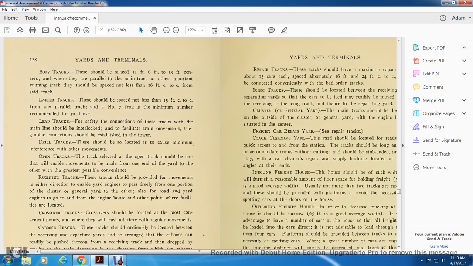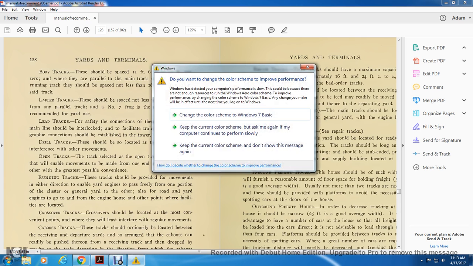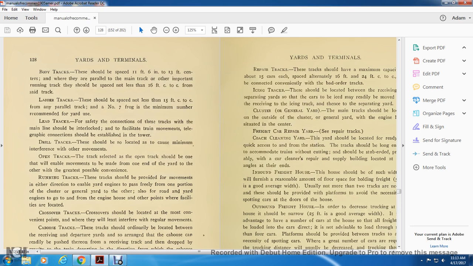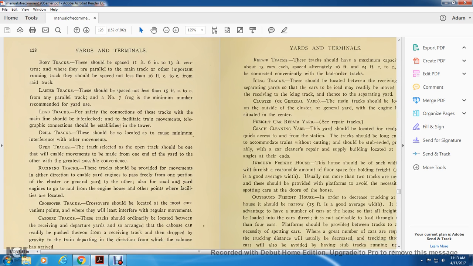Lateral tracks should be spaced not less than 15 feet center to center with the ending of the parallel track. Now, number 7 frog is the minimal number recommended for the yard use. Lead track: the safety of the connection for the track with the main line with the inner line to facilitate train movement, the telegraphic connection should be established from the tower.